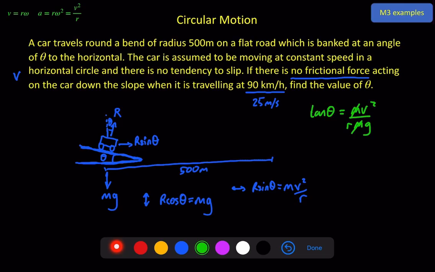That cancels. We know v is 25, r is 500, and again I'll use g as 9.8, and that has to equal tan theta. Putting that all on my calculator gives me 7.3 degrees. Again, two significant figures. Next example.